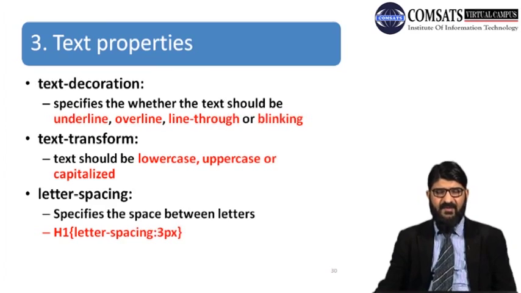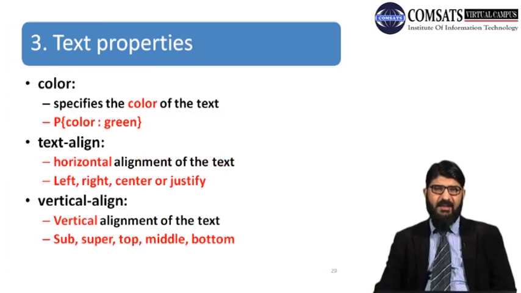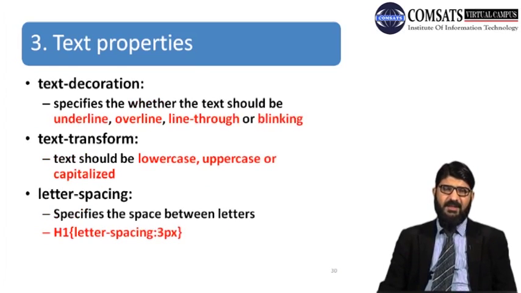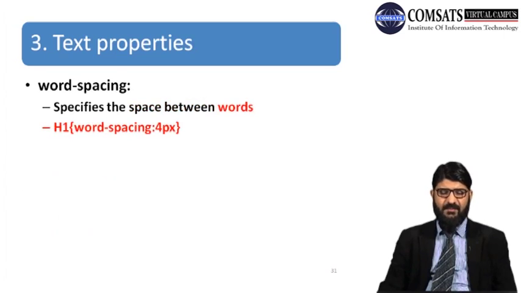So these are the major properties for the text: color, text alignment (horizontal alignment), text vertical alignment, then text decoration, then text transformation, and then letter spacing. And the last property for the text, commonly used, is word spacing. It specifies the space between words. For example, word spacing is given as 4 pixels. So between each word there is 0.4 pixel spacing created.